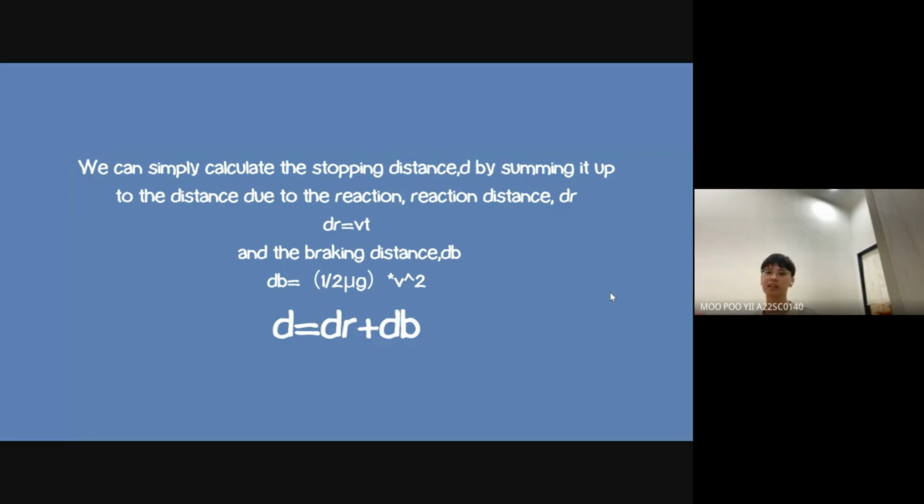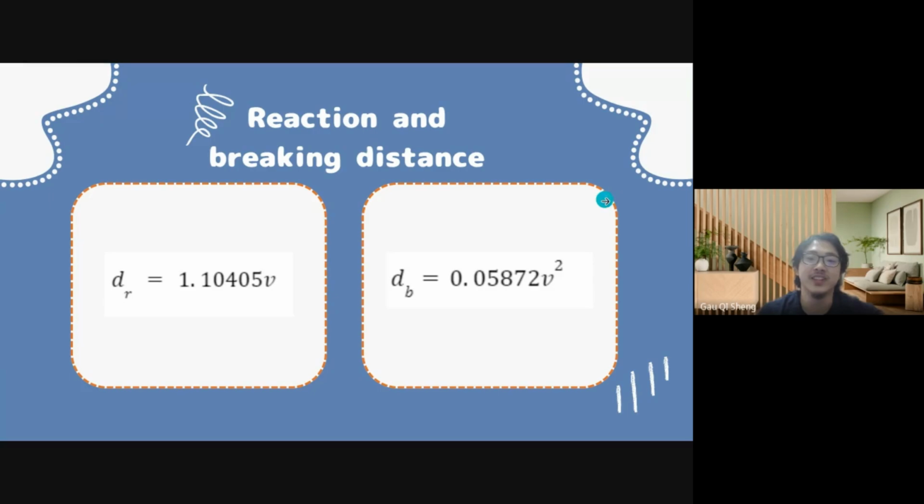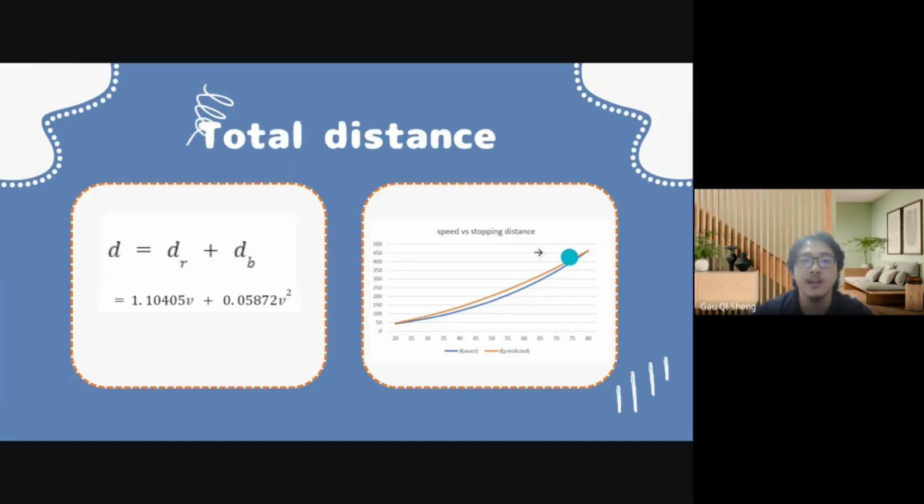Okay, next, if we look at the reaction and braking distance from our result from part 1, the reaction distance will be 1.10405 V, and the braking distance will be 0.05872 V square. So reaction distance is directly proportional to the velocity V, and braking distance is directly proportional to V square. The total distance, or the stopping distance, will be the reaction distance plus the braking distance.